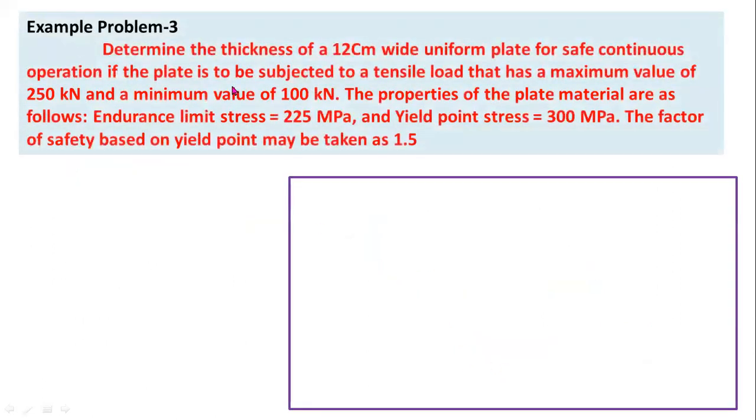Now coming to another problem. Determine thickness of a 12 centimeters wide uniform plate for safe continuous operation. Here you can observe the cross section. The cross section is a rectangle. Okay, here the object is a rectangle.